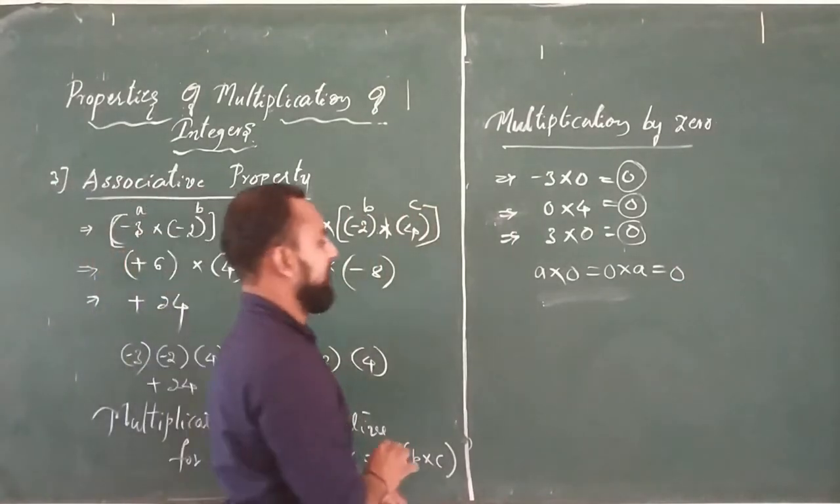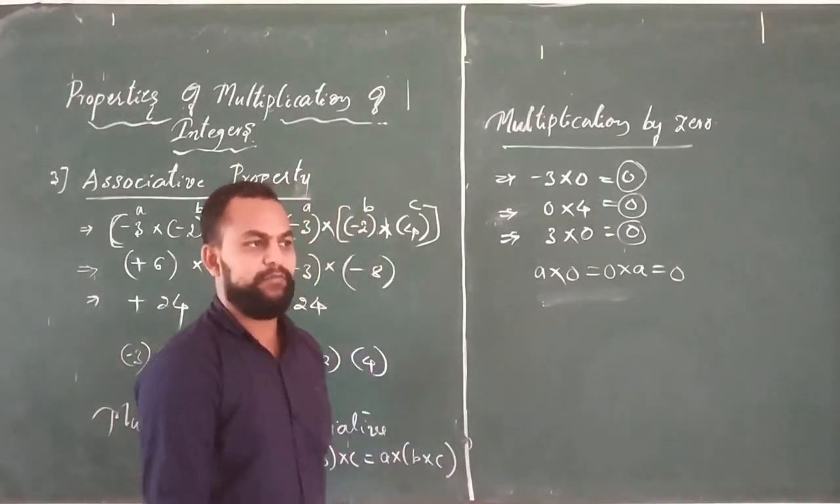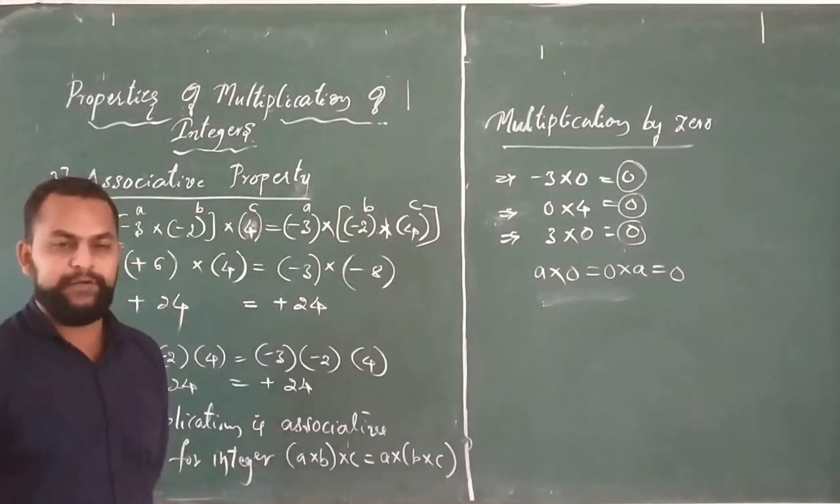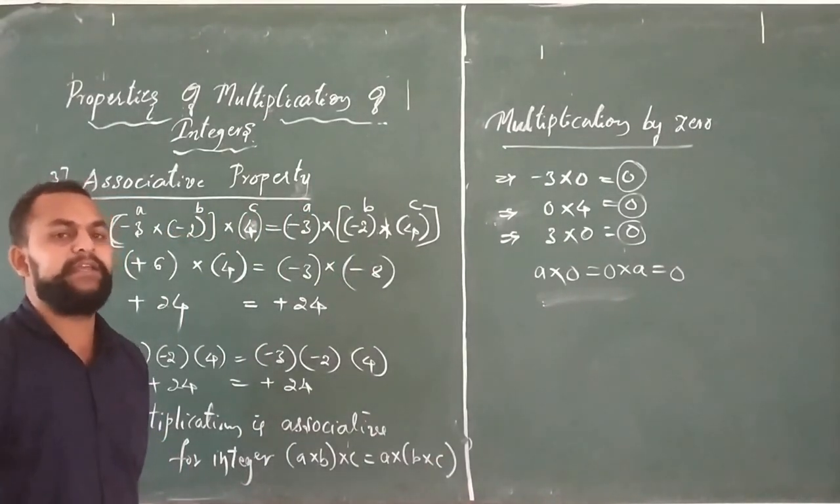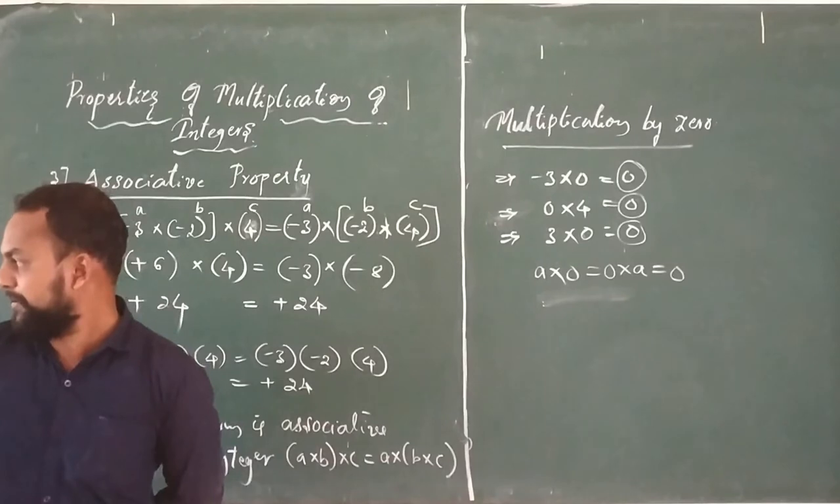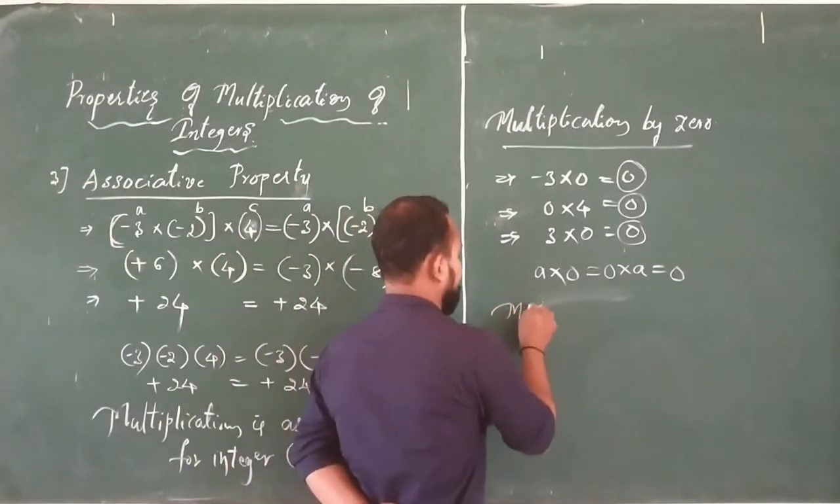The next one is the multiplicative identity. What is the additive identity? 0 is the additive identity. We can add 0 to any integer and we get the same value. Then the multiplicative identity.